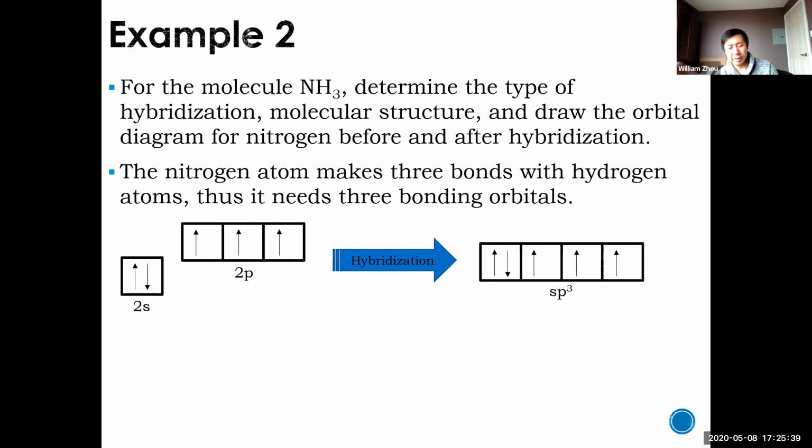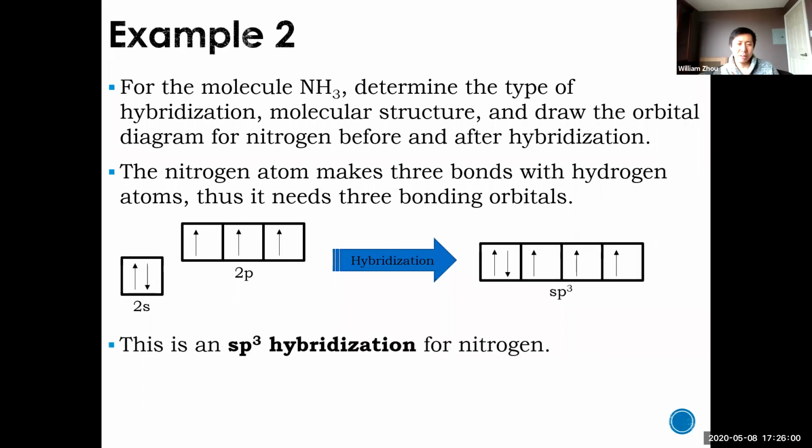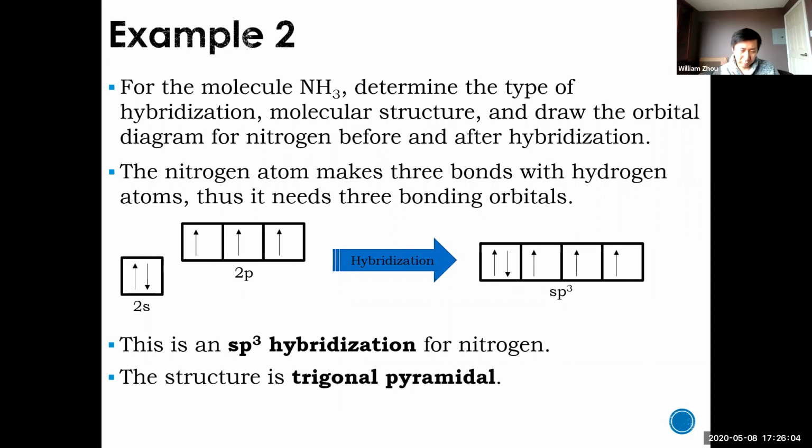NH3 is also tetrahedral if you count the lone pair. So you can't just form the bond without the 2s. So this is an sp3 hybridization. It's just that one of those sp3 orbitals already has 2 electrons, so it doesn't need to make a bond. All right, so that's what you get. And sp3 for nitrogen, the structure will be trigonal pyramidal.